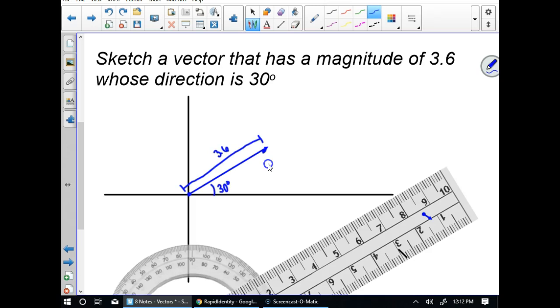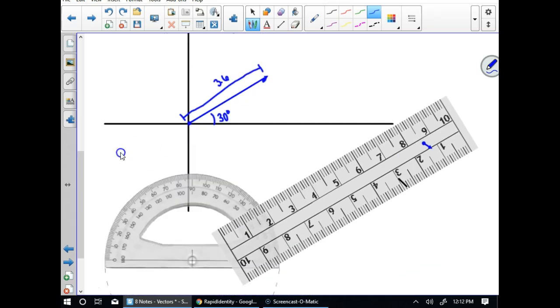When we get to the more difficult problems, which we will do on Monday, we're going to actually use a ruler and a protractor and draw them to scale, because if you don't draw them to scale, sometimes it's very hard to tell what the actual answer is. Today we're going to be doing the ones that are a little more simple, so we won't be doing that too much.